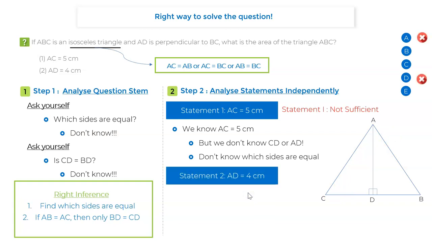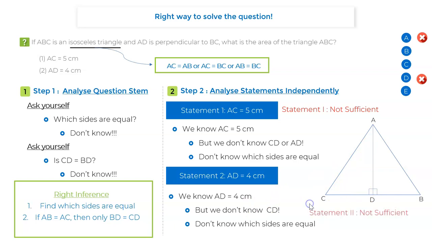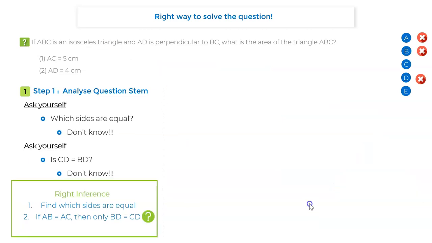Then I look at the second statement. AD is 4. I know AD is 4, but we don't know what CD is, and we still don't know which two sides are equal. So once again, we'll say statement 2 is not sufficient, so the answer won't be B. And I'm sure by now you must have understood what the correct answer will be.